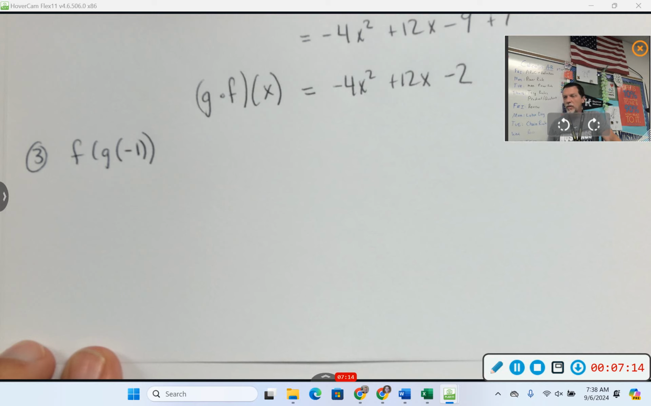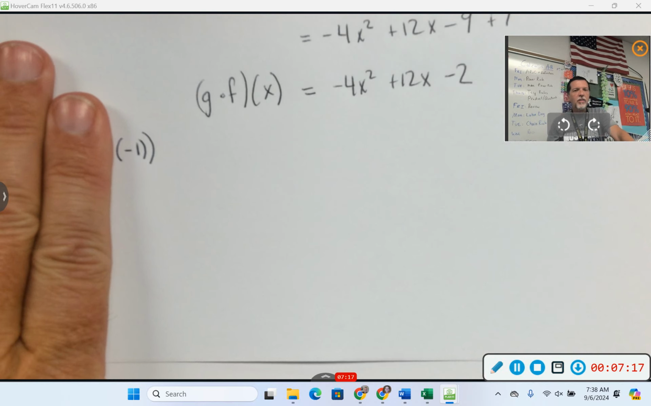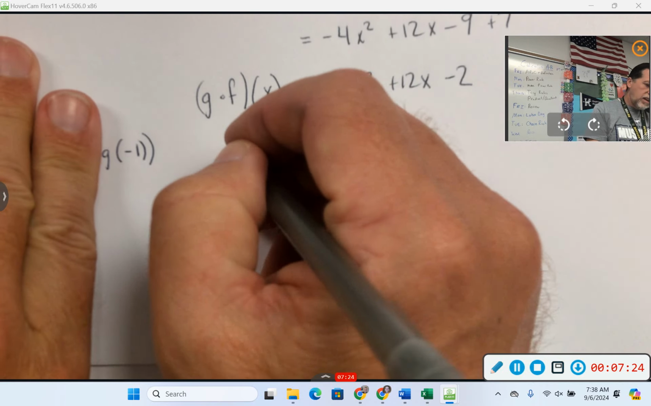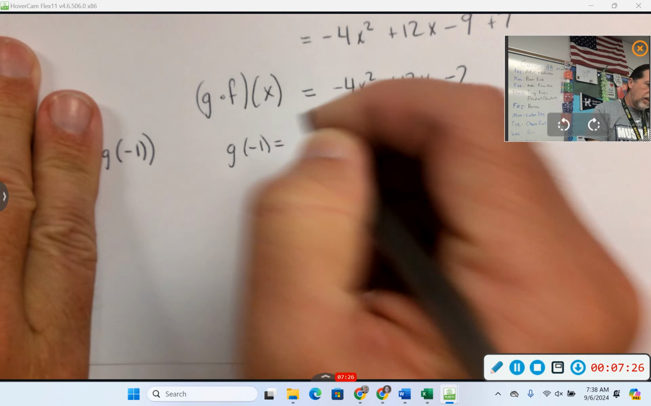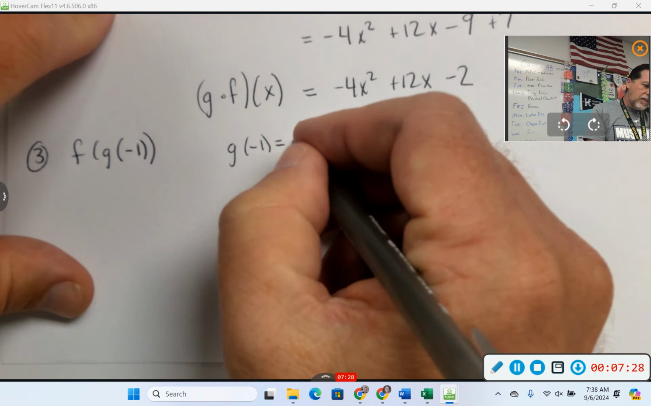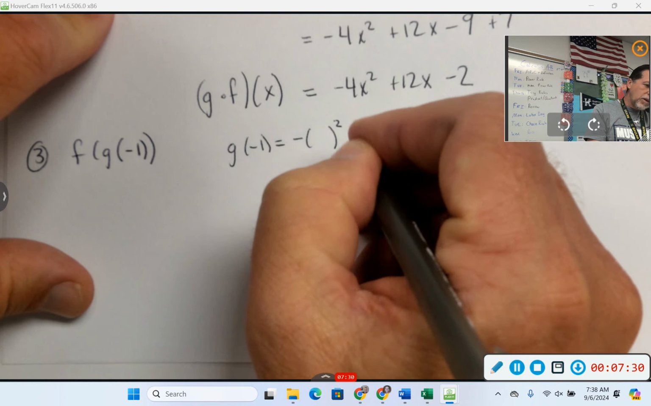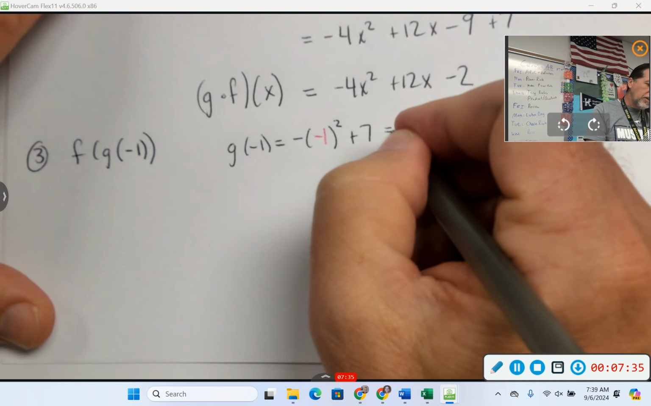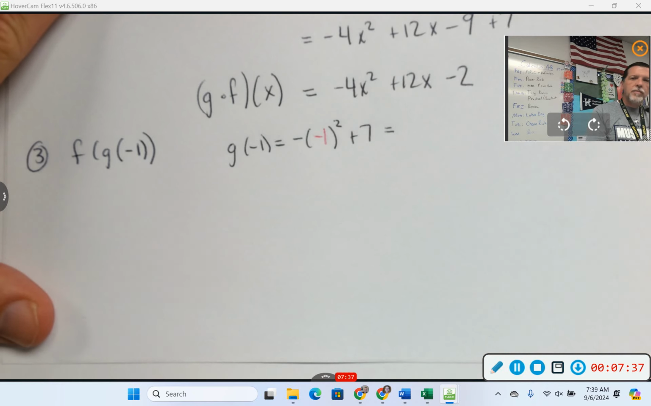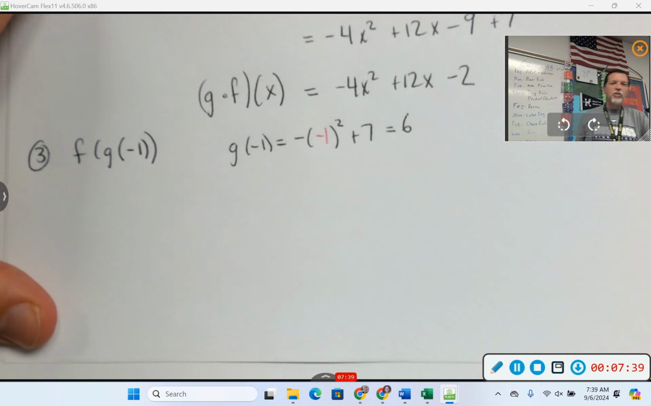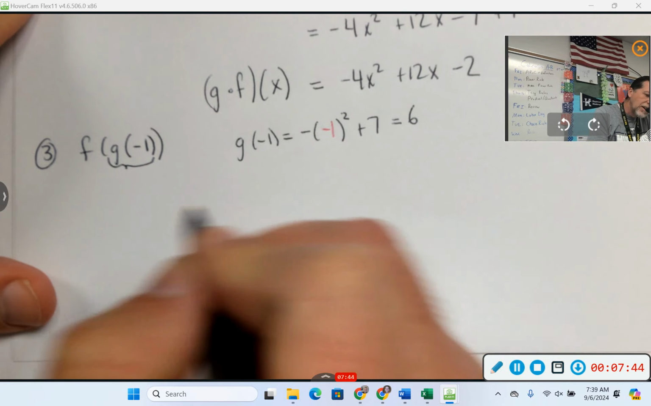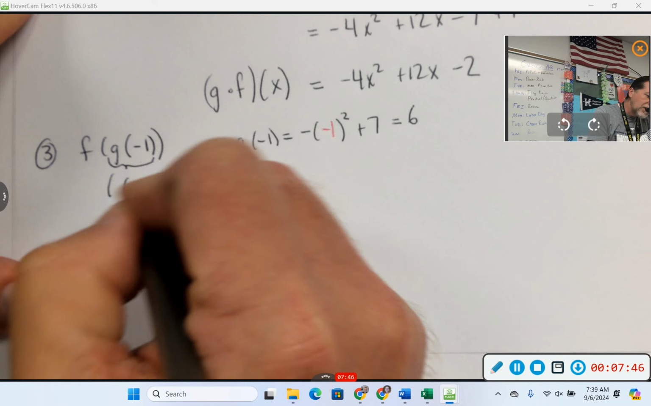So as always with parentheses, start on the inside. Negative 1, can't really do much with that. g of negative 1, I can do that. The g function is negative input squared plus 7. So what did you say that was? That's 6. So g of negative 1 is 6. So back here on this main screen, g of negative 1 is 6.